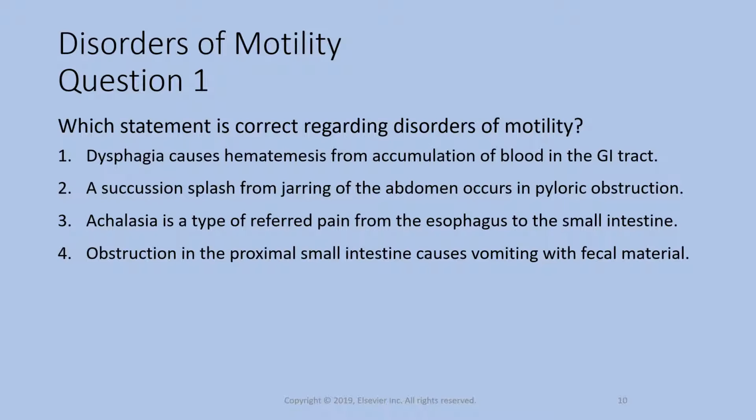Which statement is correct regarding motility disorders? Dysphagia causes hematemesis? No. Succussion splash syndrome occurs in pyloric obstruction occasionally. Achalasia is a type of referred pain to the esophagus? No. Achalasia is immotility of the esophagus. An obstruction of the proximal small intestine causes fecal vomiting? No, because there's no feces in the proximal small intestine. It's only feces in the large colon.